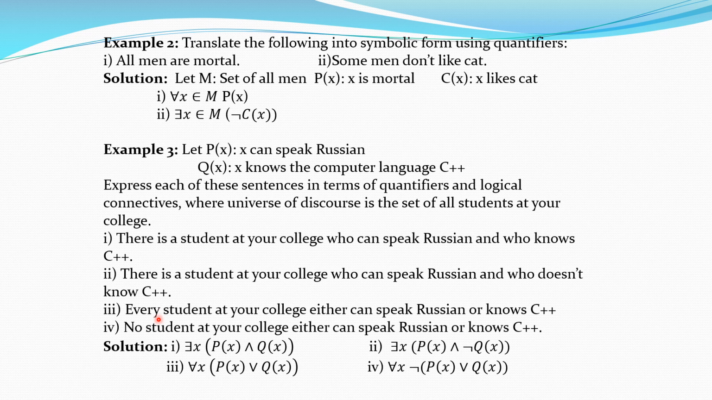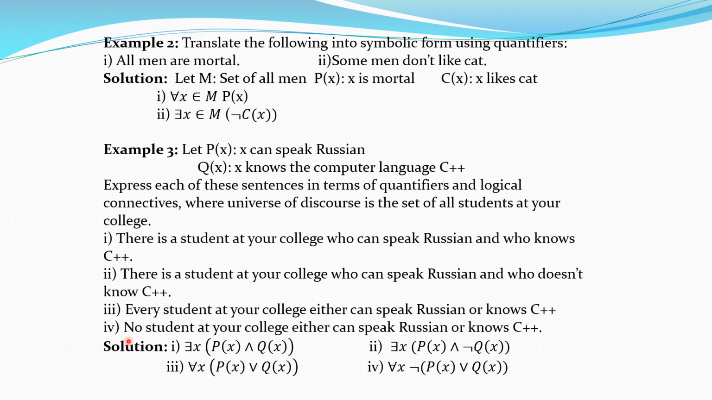Now third, every student at your college either can speak Russian or knows C++. Now here it is given about every student in your college. So every student means for all. So we use the quantifier for all x. Now what is given? Can speak Russian, Px, or knows C++. So it is Px or Qx. So this is for all x such that Px or Qx.